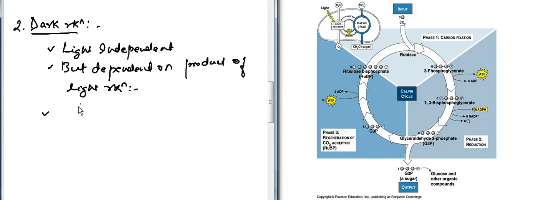And the entire formation of carbon dioxide, your glucose, goes in the Calvin cycle. So here we are going to see what is going to happen.